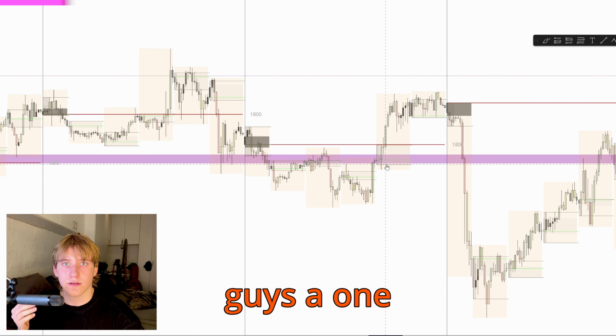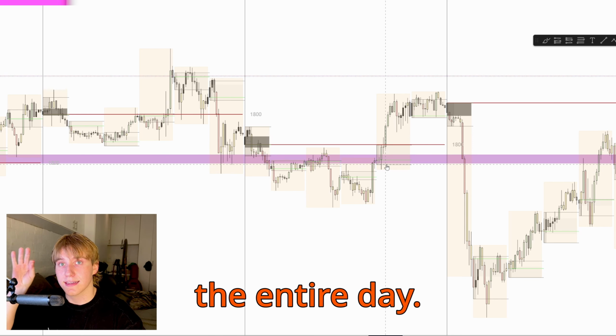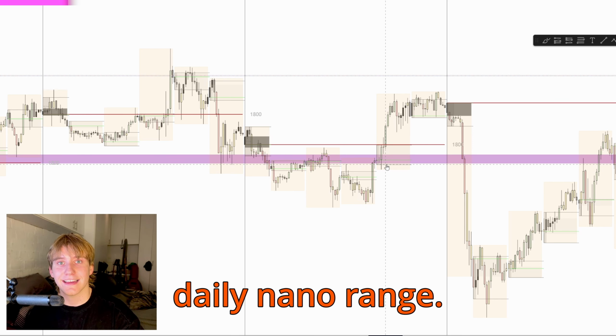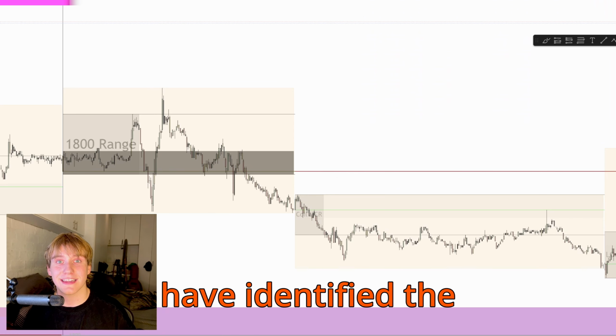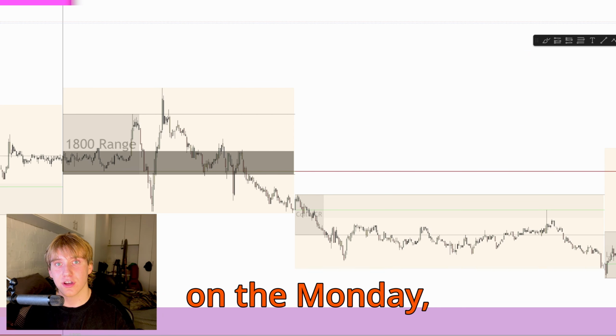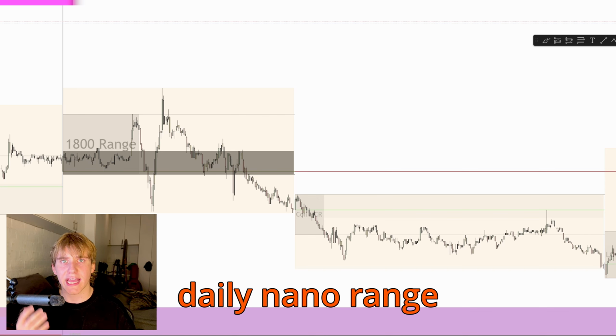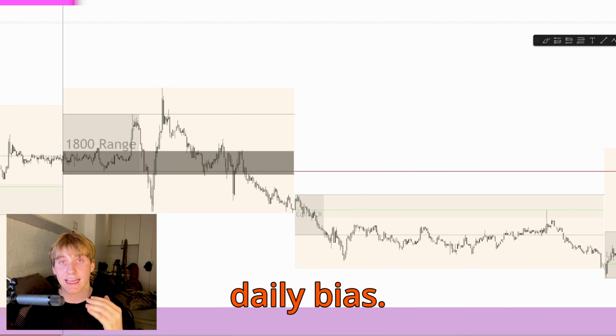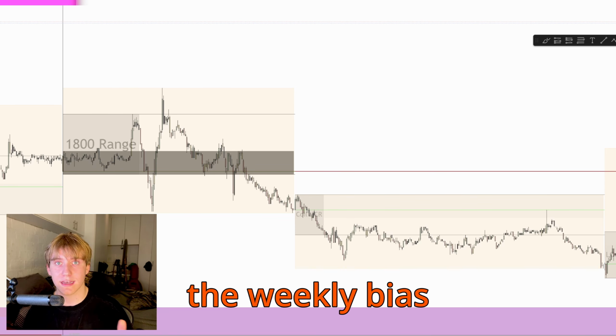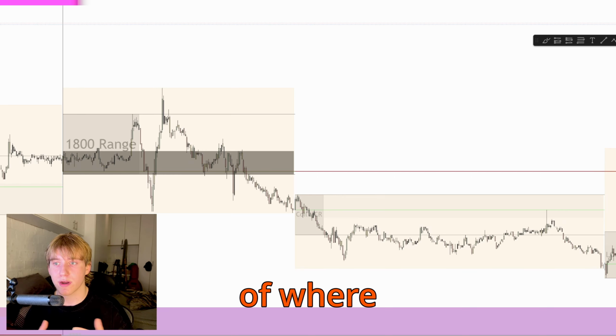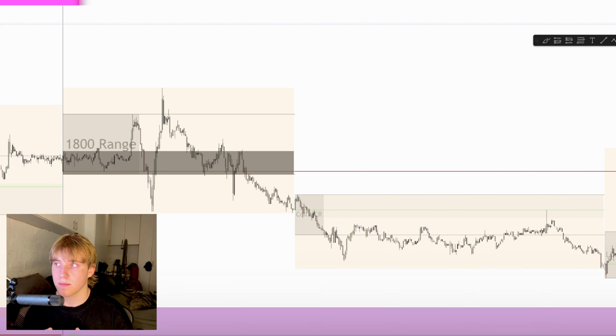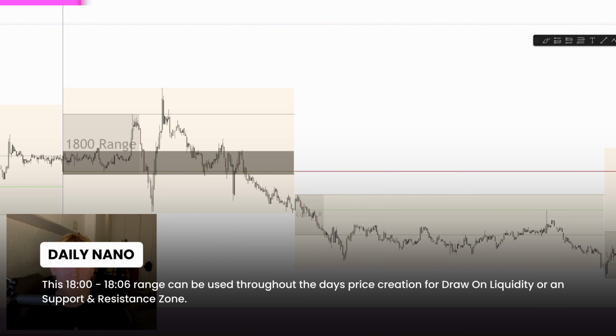Let's show you guys one that we can use throughout the entire day. This is the daily nano range. Now that we have identified the weekly nano range on the Monday, we're going to need the daily nano range as well to identify the daily bias. So we have the weekly bias of where we can reverse or trade towards. But now if we have one on the daily, we can identify where the profiles are most likely going to go towards comparative to where we are in the day.